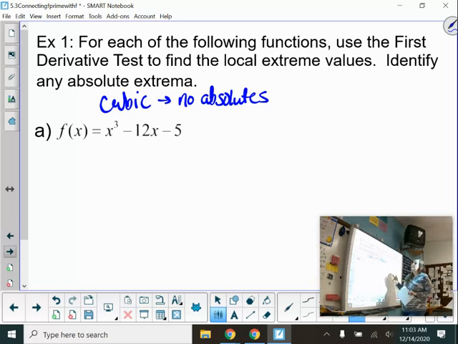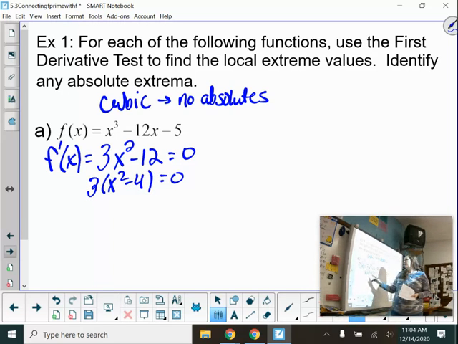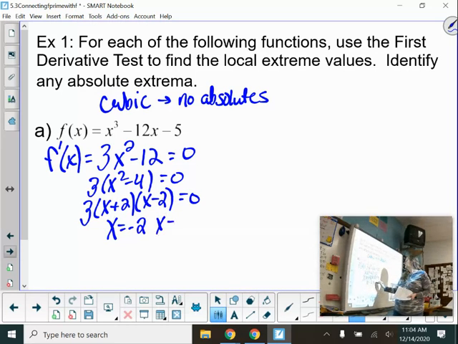So now, first derivative test, I do have to take the derivative, and I am going to set it equal to 0. So we have 3x squared minus 12. I'm going to set that equal to 0. I can factor out the 3. Whenever I set this equal to 0 and solve, or I can factor further and solve, either way would work. I get negative 2 and positive 2.